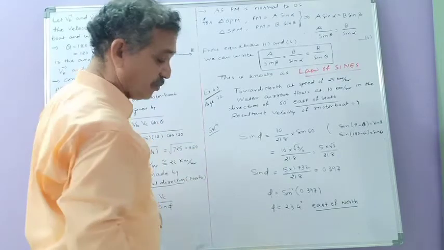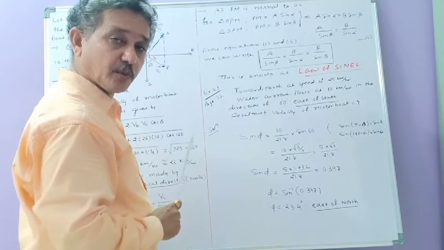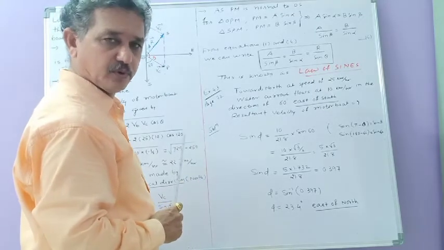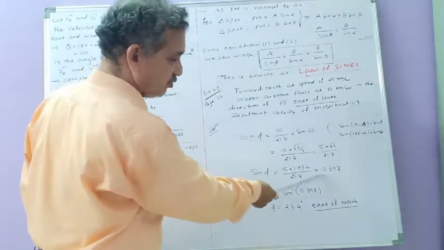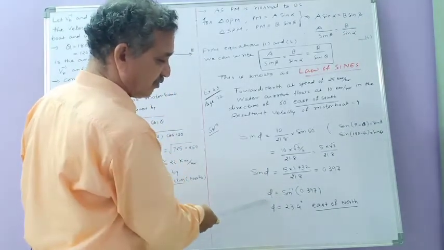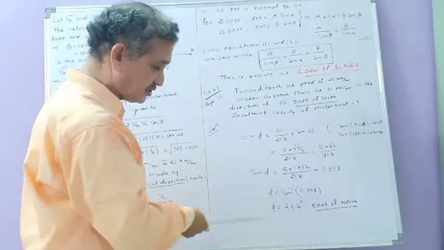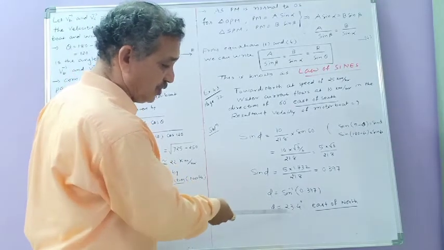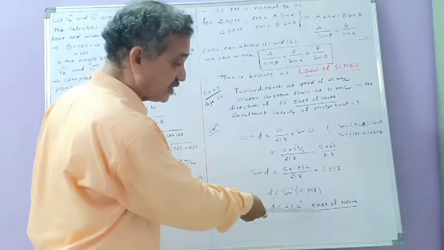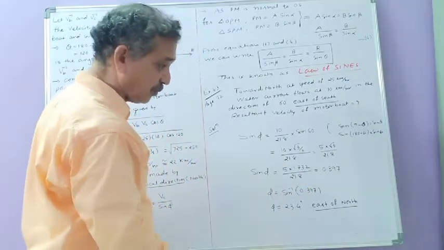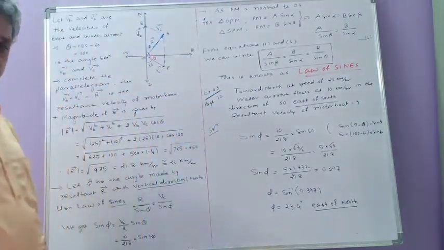And we remember the value of root 3 is 1.732. Substituting, you will get sin phi equal to 0.397. Therefore, phi equals sin inverse of 0.397. And from the natural sine table, you may get the angle according to this value. So this phi is equal to 23.4 degrees. In which direction? East of north. That means from north towards east, making an angle of 23.4 degrees.